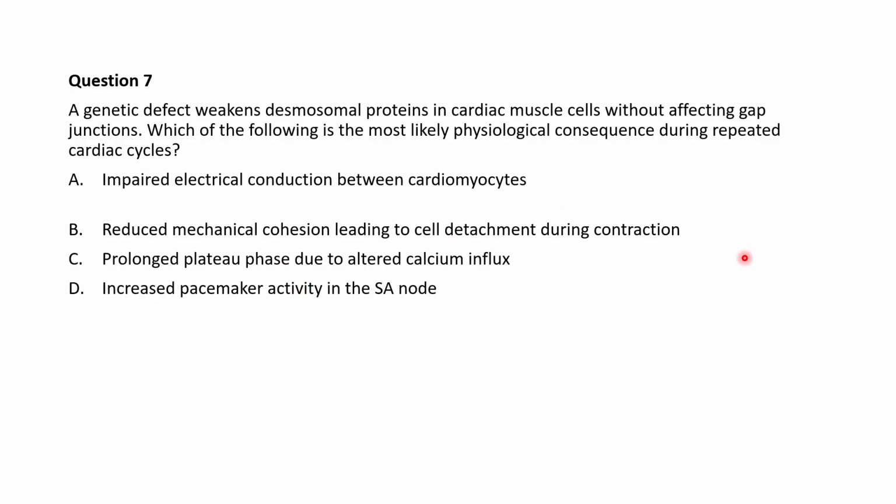That's the correct answer. However, electrical conduction would remain intact because gap junctions are what are important for communicating electrical information across the different cardiac muscle cells. And so if the gap junctions are not affected by this genetic defect, then electrical conduction will still be the same. So you still have high electrical coupling, but that is actually a problem because then you have mechanical wear and tear, and the cells might actually come apart, which is as horrible as it sounds.